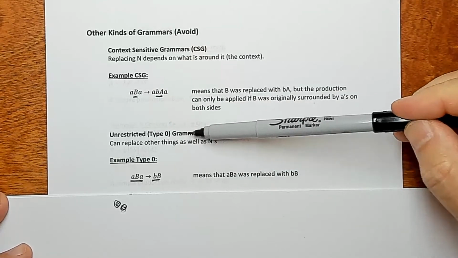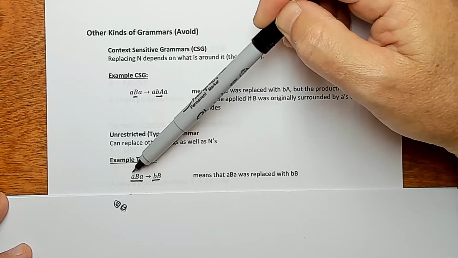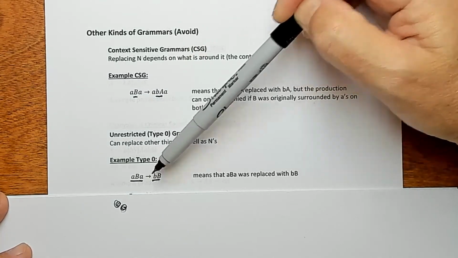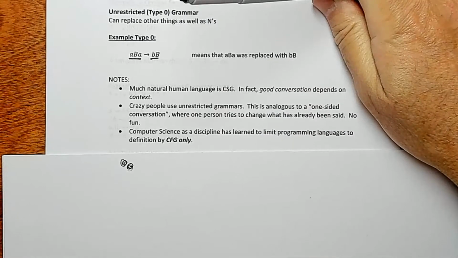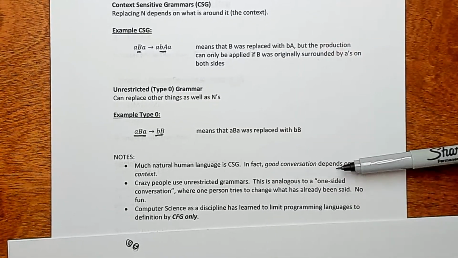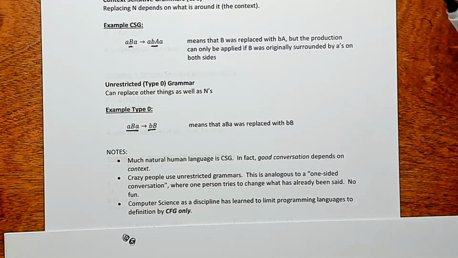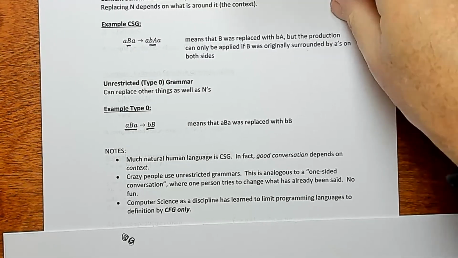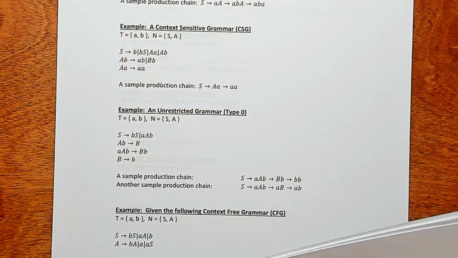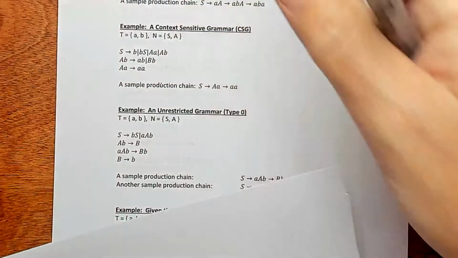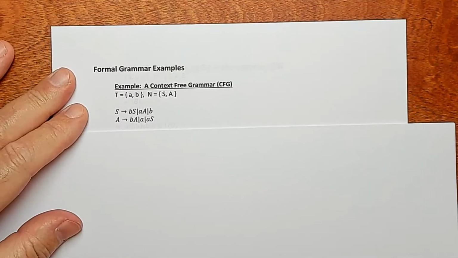So there's context-sensitive, where the substitutions you can apply are dependent on what's around the non-terminal. And then there's unrestricted, where you replace things besides the non-terminals. Here I'm just commenting about some analogies to natural language, which I think I've already spoken about. Okay, I think we've covered enough theory that we can actually get into some examples of these three things.